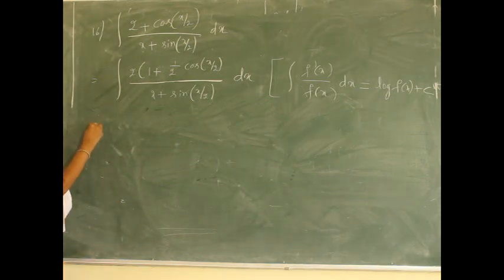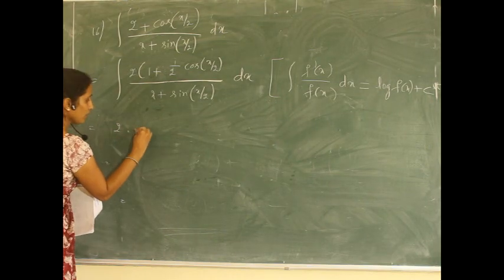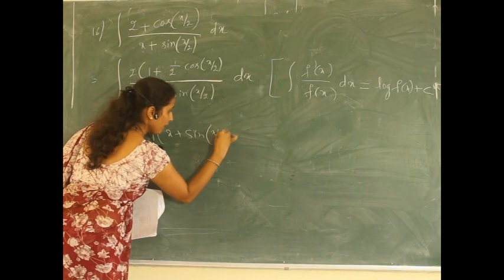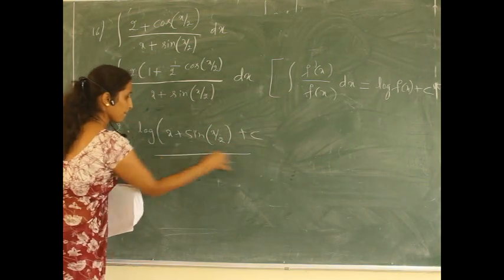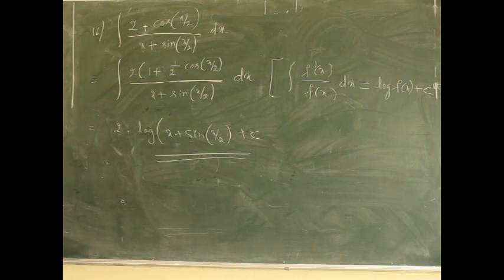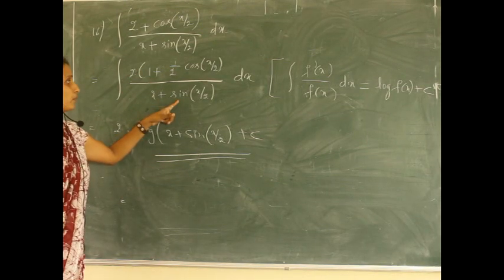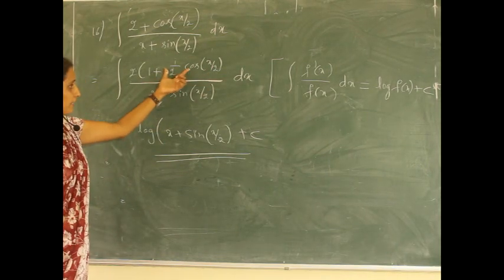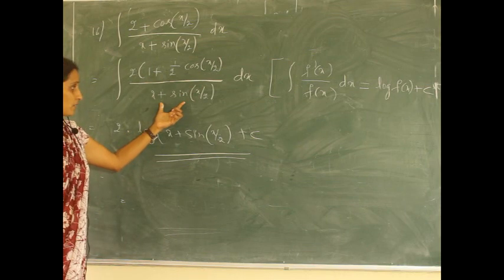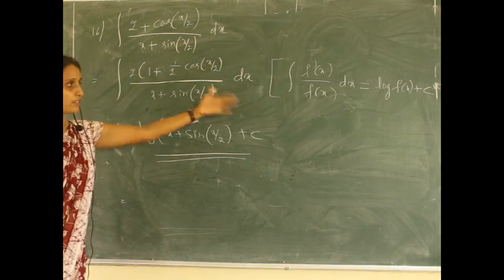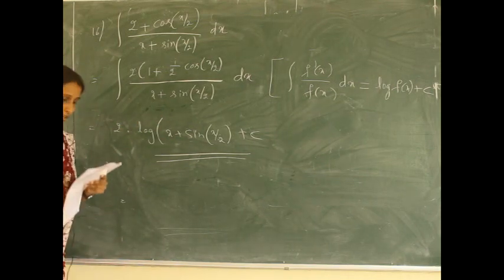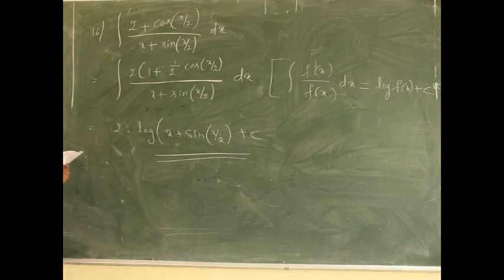So again 2 is a constant here: 2 into log of x plus sin x by 2, plus c. The derivative of x is 1 and the derivative of sin x by 2 is half into cos x by 2. So we can write it as f dash of x, and the denominator is f of x. So it is in the form of the integral of f dash of x divided by f of x dx, which is equal to log f of x. So this is the answer, and that will be in option B. So the answer for the 16th question is option B.